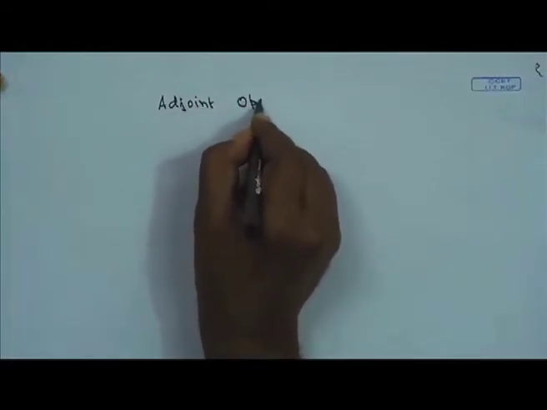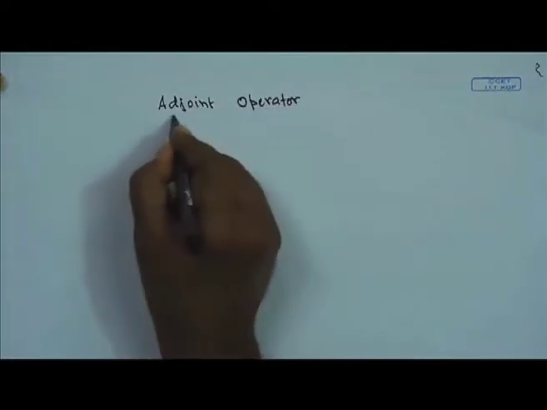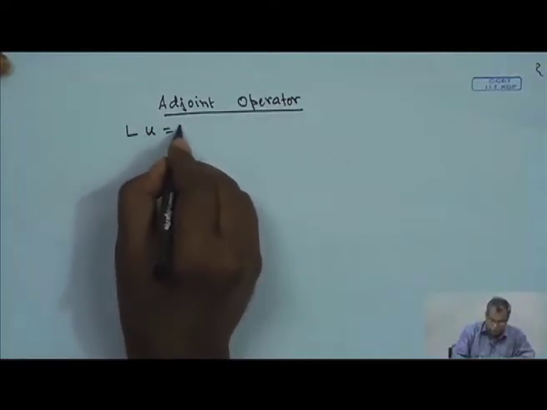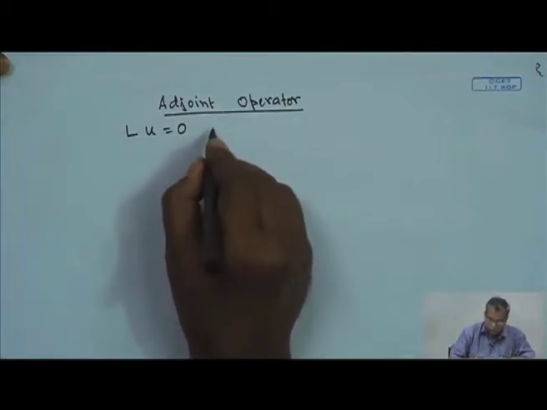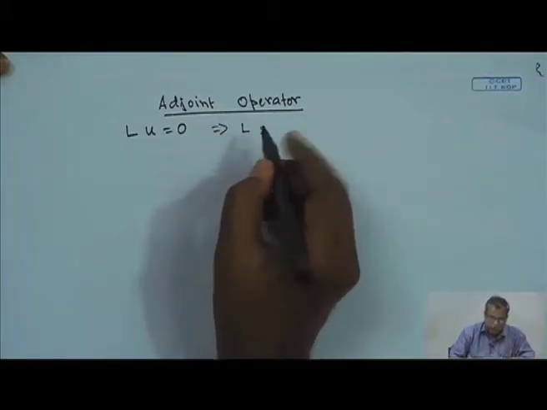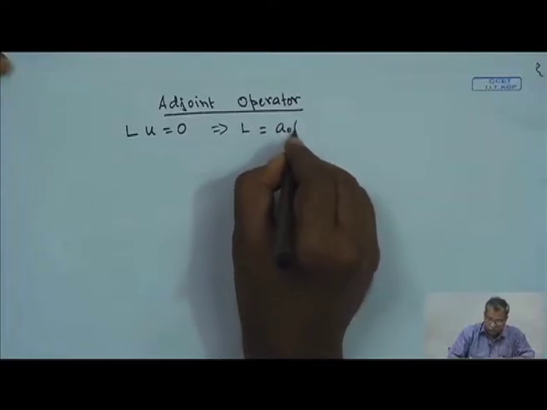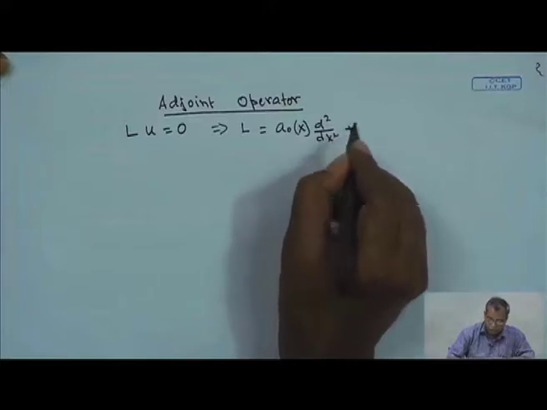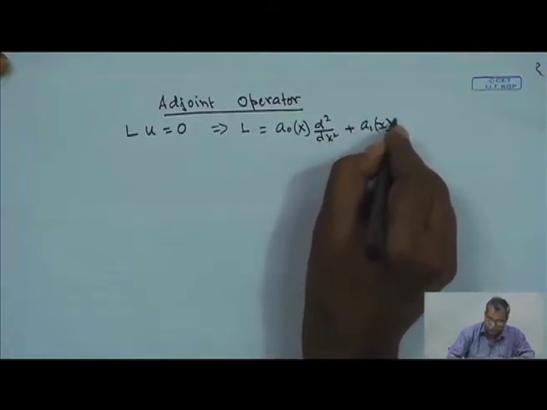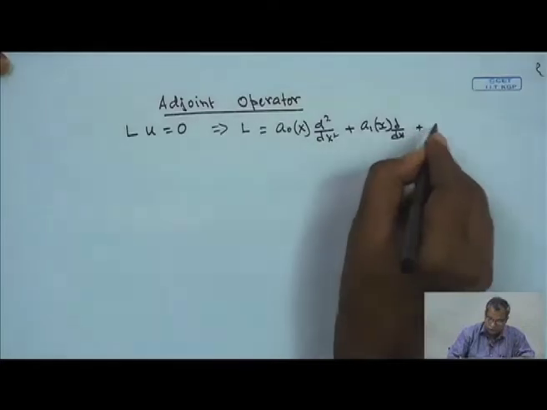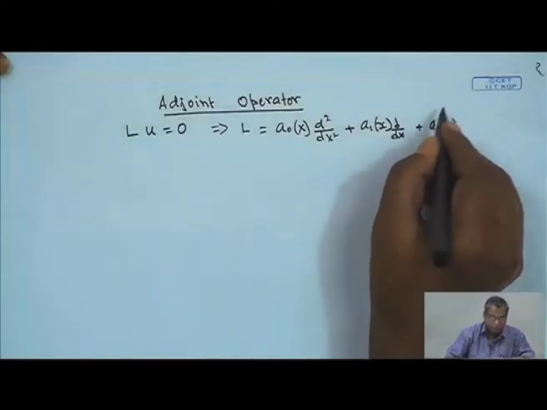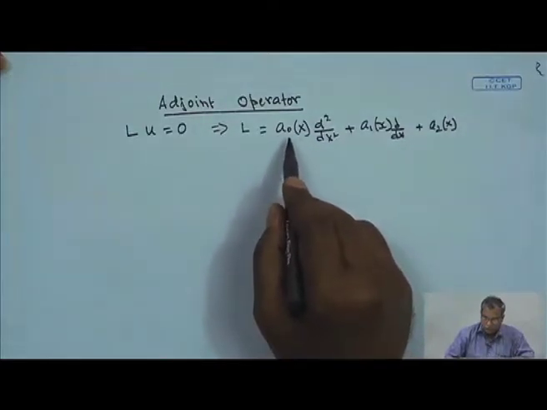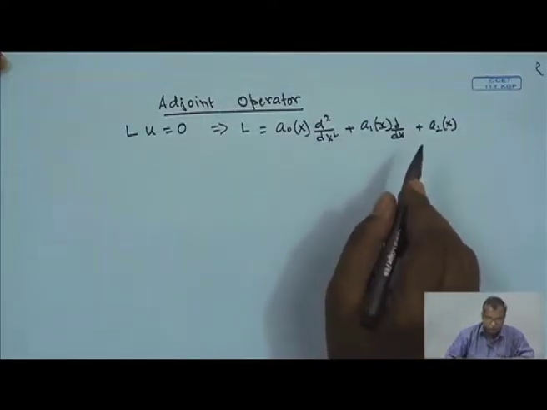Let us define a general operator, for example, Lu equal to 0. In this particular problem, L is the operator, a generalized second order operator, a0 d square dx square plus a1 d dx plus a2. In this operator, all the coefficients a0, a1 and a2 are functions of x.